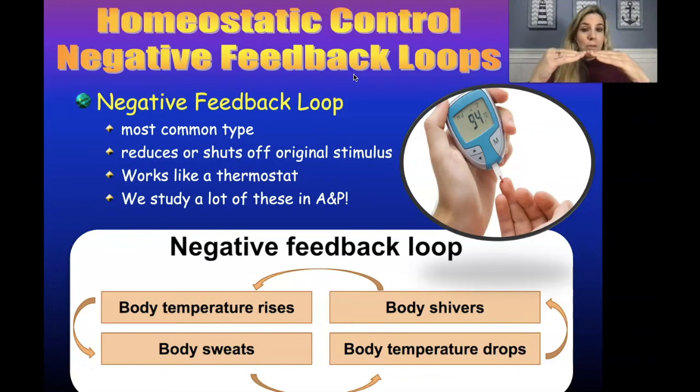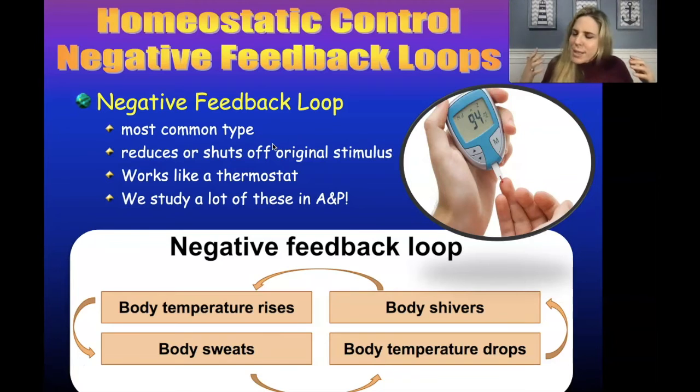And if it goes the other way, if the house gets too hot, then the receptor, the thermometer, is going to say it's too hot. It's going to send the message to the control center, the thermostat. The thermostat's going to say, okay, we need to bring it down. Okay, air conditioner kick in, and it's going to bring it back down. So that's a negative feedback loop. The idea is that it reduces or shuts off that original stimulus.